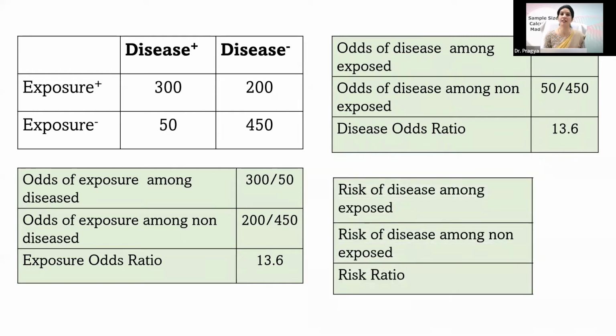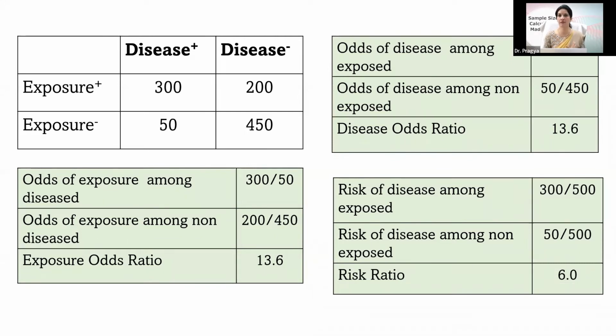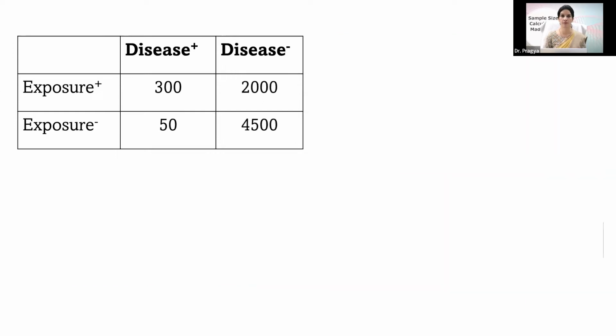But in this case, if you see the risk, then the risk of disease among exposed will be 300 by 500. Risk of disease in non-exposed will be 50 by 500, and the risk ratio will be 6. So this is the first example. You can see here that there is a difference between the odds ratio and relative risk, and in this case the risk ratio is approximately half of the odds ratio.